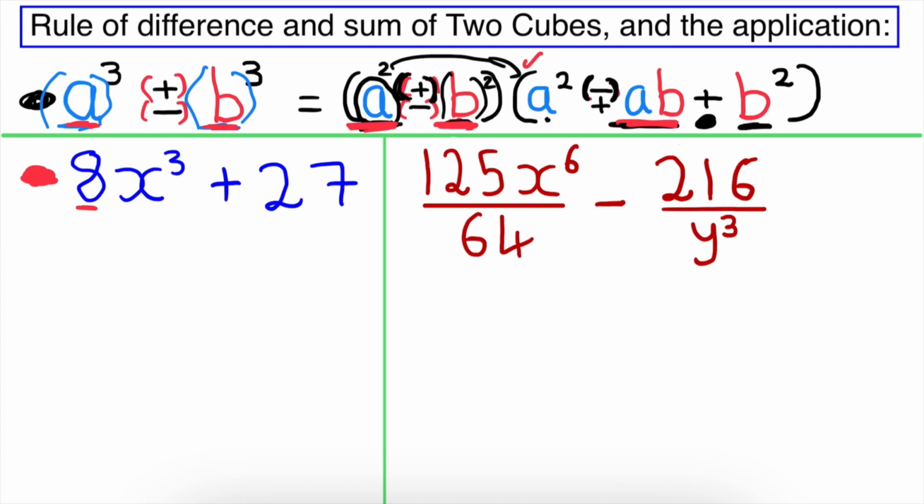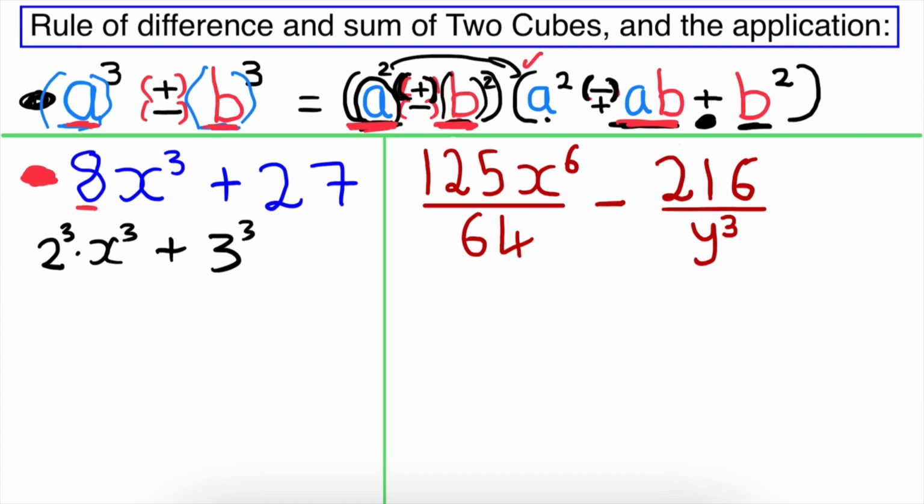I'm just going to say 8, guys, 8 is the same as 2 to an exponent of 3. Right? And I have x to the exponent of 3. Everything should be raised to an exponent of 3, okay? Then I'm going to rewrite my plus. I'm going to say 27 is the same as 3 to an exponent of 3.